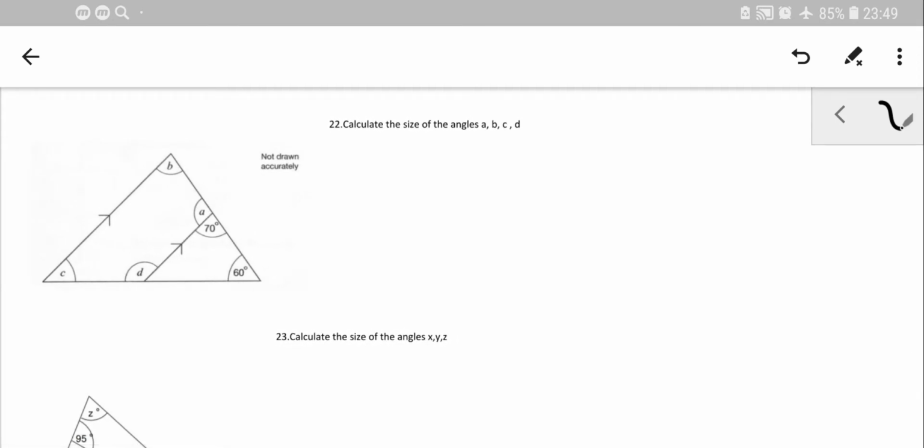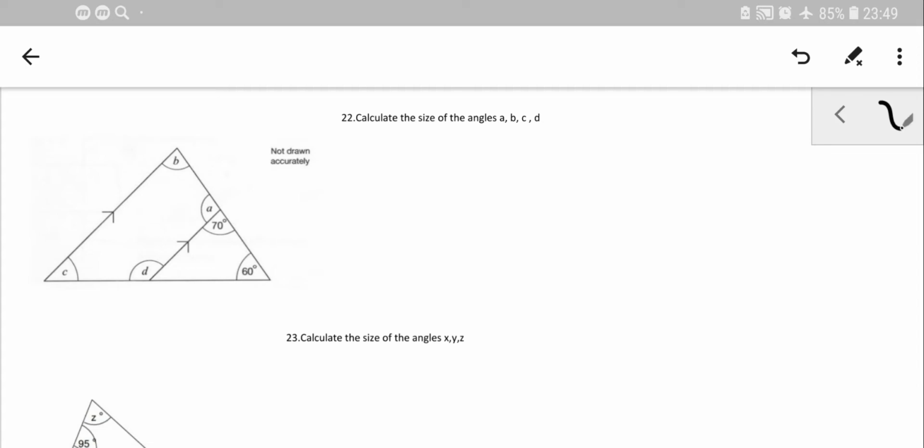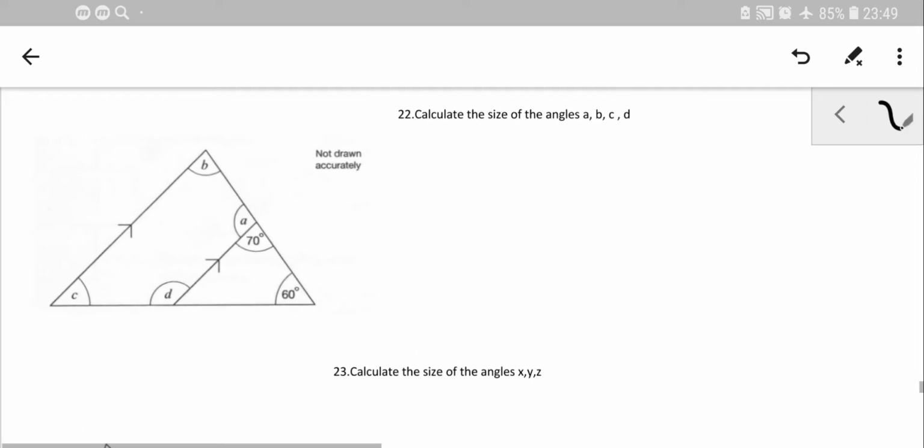Alright, so 22: calculate the size of angles A, B, C, D. Not drawn accurately. So pause the video, try to do it on your own, and then we'll start explaining here. Alright, so what we know: we have two parallel lines. Basically, the two arrows mean that the two segments are parallel.